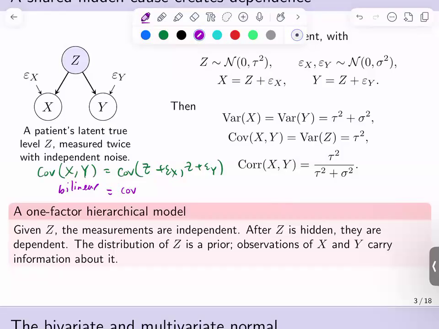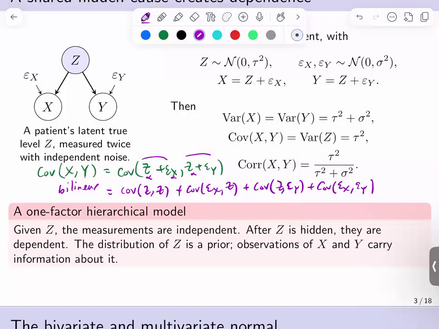I can distribute it as if these are polynomials. You're just multiplying two expressions. That's what bilinearity means. So this times this would be covariance of z and z, plus this times this would be covariance of epsilon x and z, plus covariance of z and epsilon y, all four terms if you distribute it, plus covariance of epsilon x and epsilon y, right?